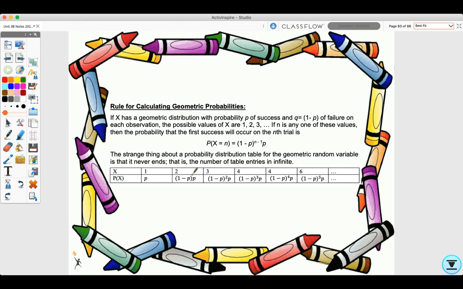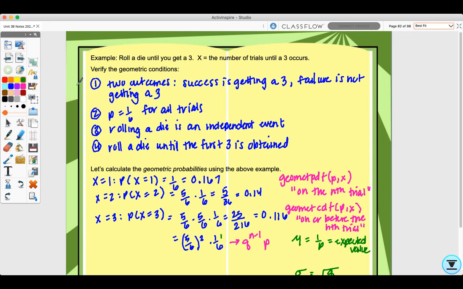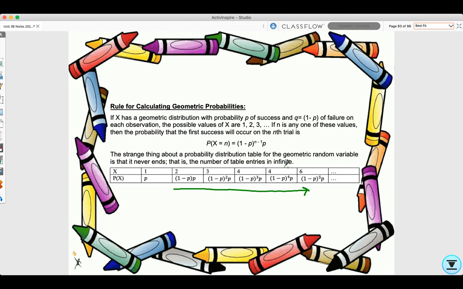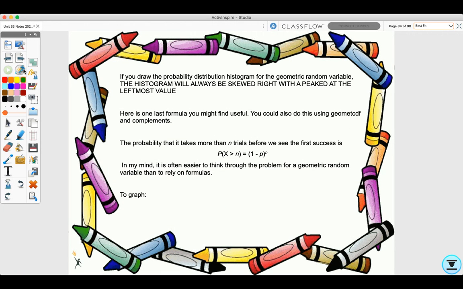The strange thing about a probability distribution table for a geometric random variable is that it never ends. That is, the number of table entries is infinite. And if you notice, each one of my values, as I pointed out in the previous example, decreases. They get smaller. So as my table goes on, these values are decreasing. If you draw the probability distribution histogram for the geometric random variable, the histogram will always be skewed right with a peak at the leftmost value. So this is something that you should know.